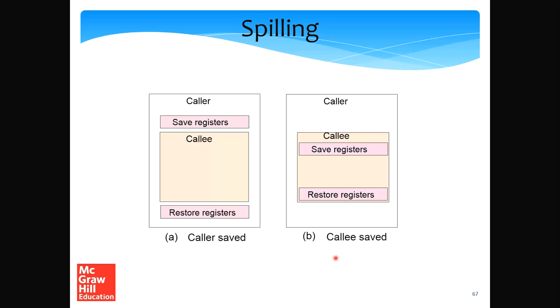In a callee saved scheme, the idea is that the caller does not do anything. It assumes that all of its registers, unless of course you mutually decide that a certain register is going to contain a return value, will maintain their value. The callee will first save the registers, subsequently do its work, and just before returning restore the value of the registers. So there are two schemes. They have their pluses and minuses.